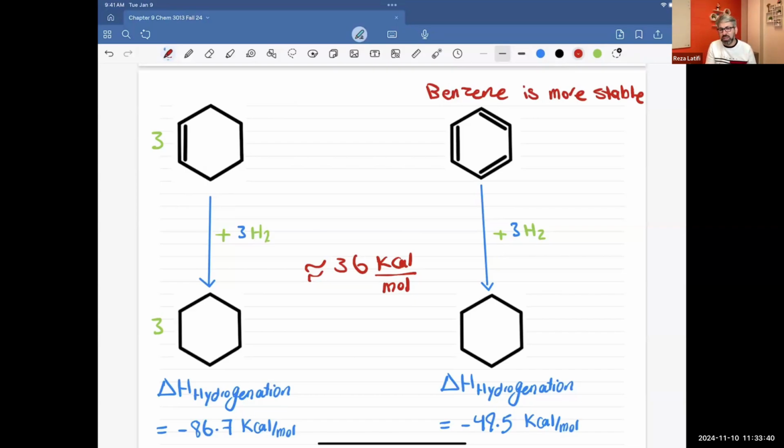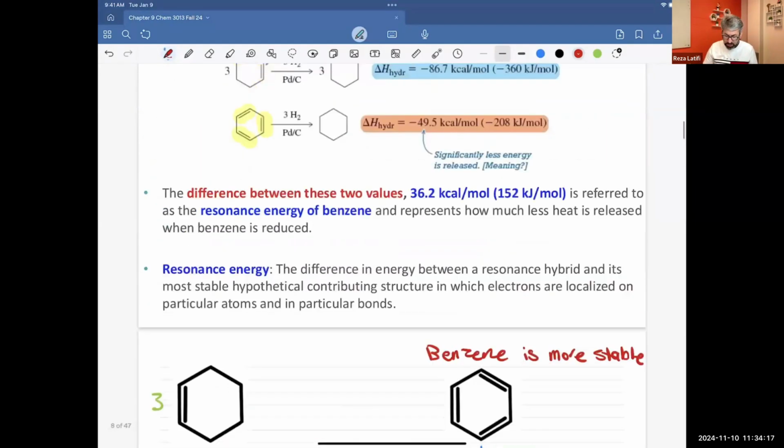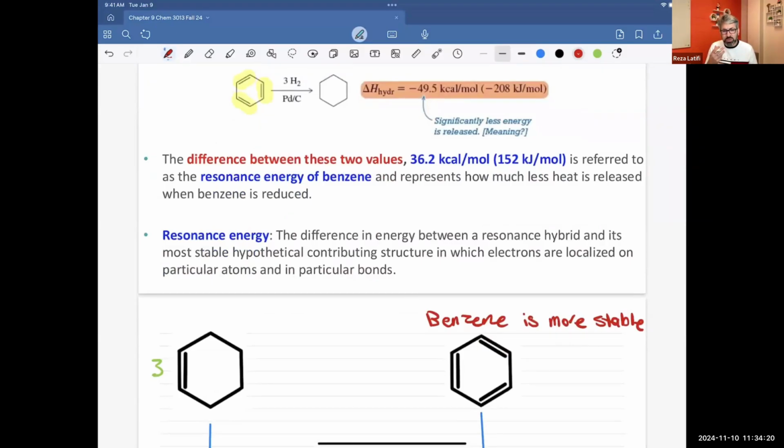Last lecture I said the hydrogenation of the benzene molecule gives us less energy than the hydrogenation of 3 moles of cyclohexene. So clearly something is making the benzene molecule more stable, and that's the reason we get less energy. As you see, the gap between them is around 36 kilocalories per mole. So something is hidden and making benzene more stable. We said that is the resonance energy, the energy we get because of resonance structures.